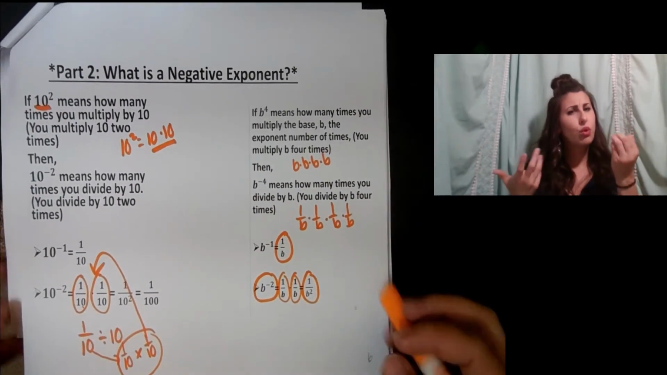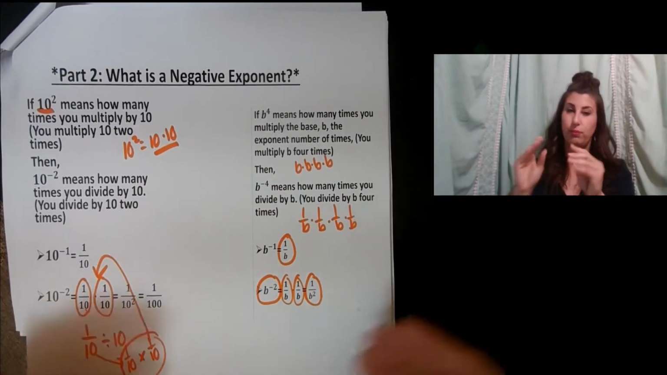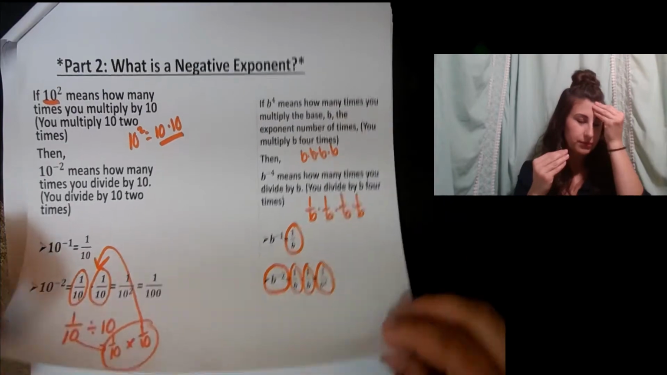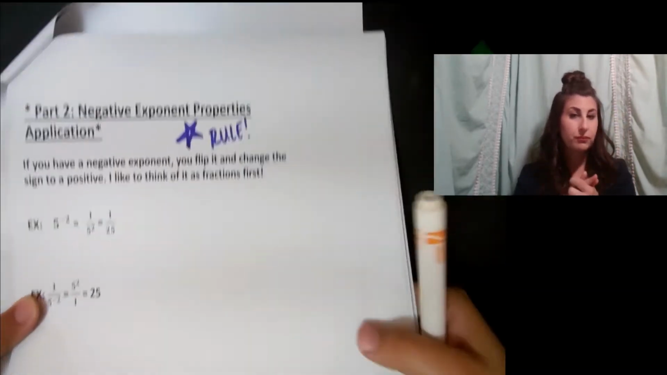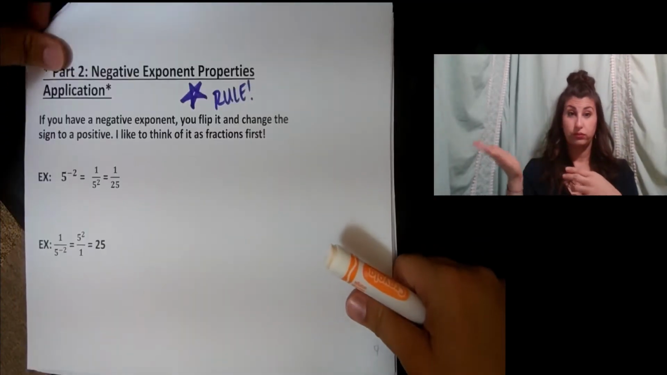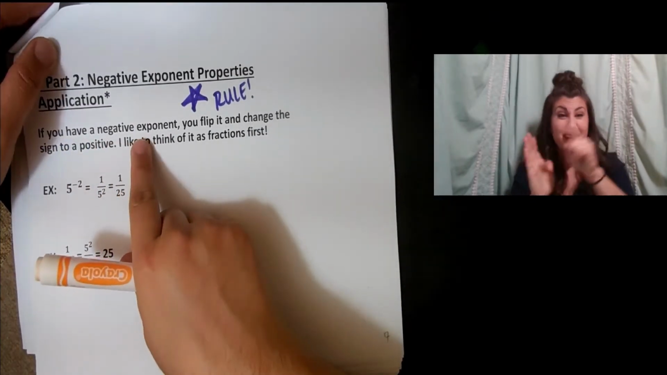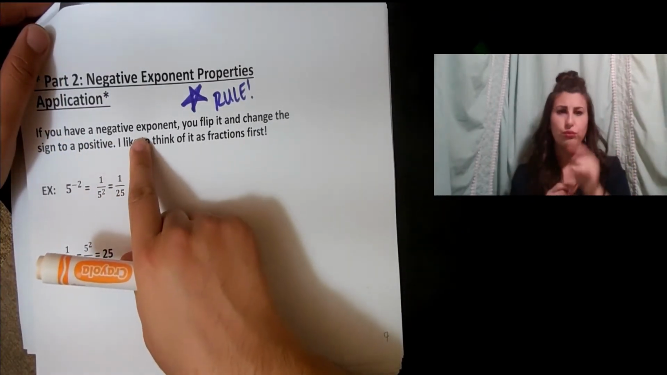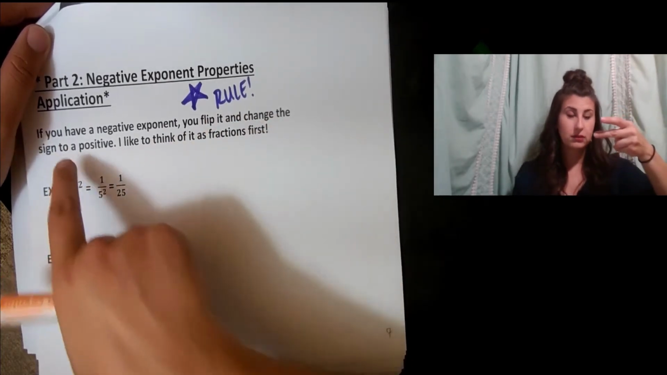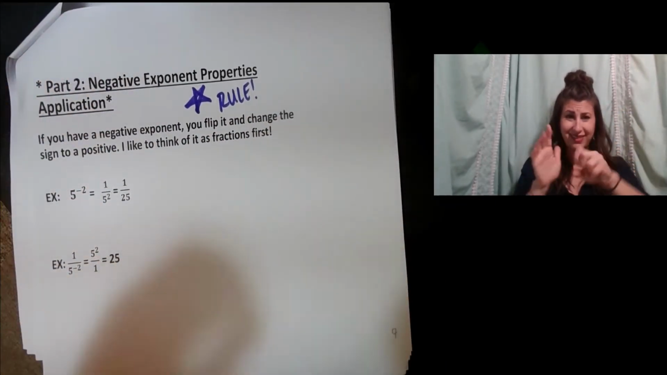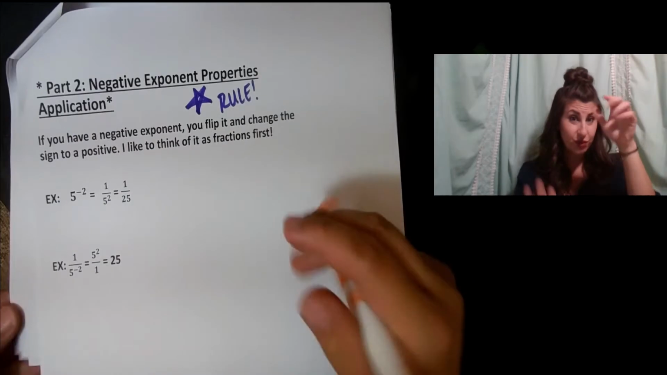So let's summarize this in a much easier way to think about it. Okay. So here's our rule here. If you have a negative exponent, you're going to flip it and change the sign to a positive. Again, you're going to flip it and change that sign to a positive.